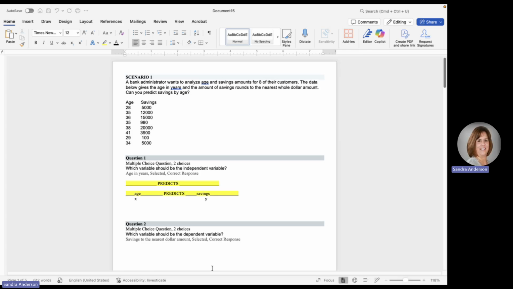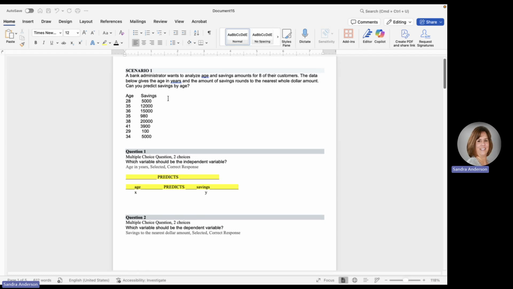Example from our homework with linear regression and correlation. So this is the scenario. A bank administrator wants to analyze age and savings amounts for 8 of their customers. The data below is the age of the person and how much in savings that they have. And the question is, can you predict how much savings a person would have based on their age?